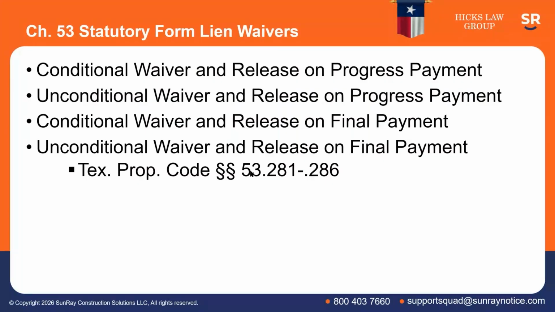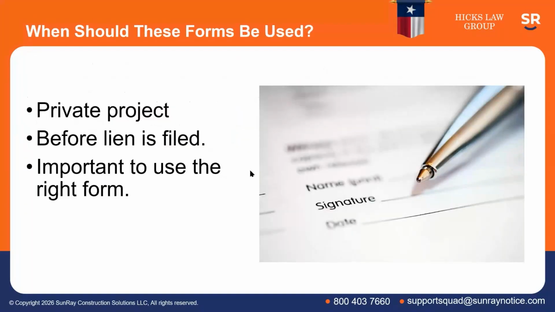So the 4 forms that the Texas legislature says we need to be using now are a conditional waiver and release on progress payments, an unconditional waiver and release on progress payment, a conditional waiver and release on final payment, and an unconditional waiver and release on final payment. We're going to go through each of these and when you need to be using each of the forms. Okay? So what should these forms be used for?